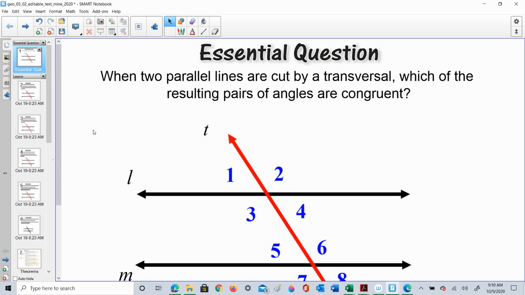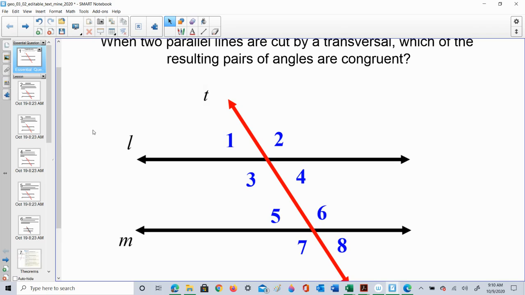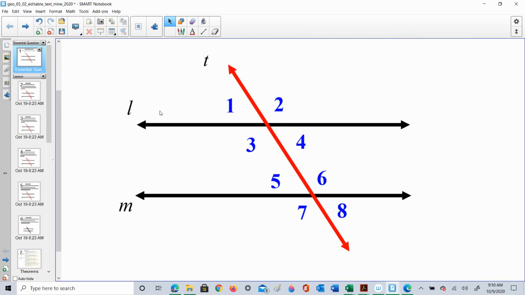So what we're going to work with is specifically parallel lines. L and M are parallel. T is a transversal, right? We should have the little markings on there so we know they're parallel. So we got to talk about all these angle pairs. We have 8 angles that are formed.